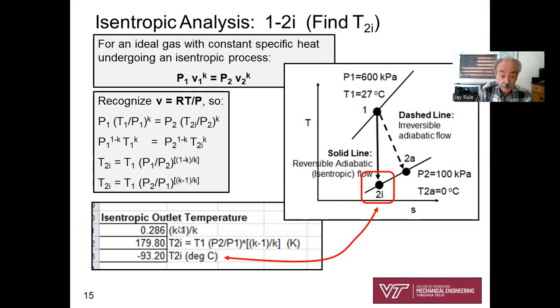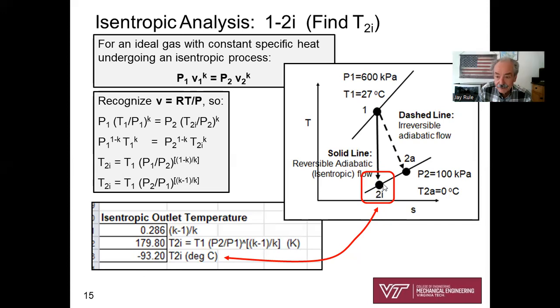Okay, so with that, in my work, I like to go ahead and compute the quantity K minus 1 over K. K is 1.4. And so K minus 1 over K is 0.286. All right. So I've got that little intermediate work here. That's my exponent. And so then it becomes easy to solve for T2I, 179.8 degrees K. So when I subtract 273 from that, I get a really, really cold outlet temperature, negative 93.